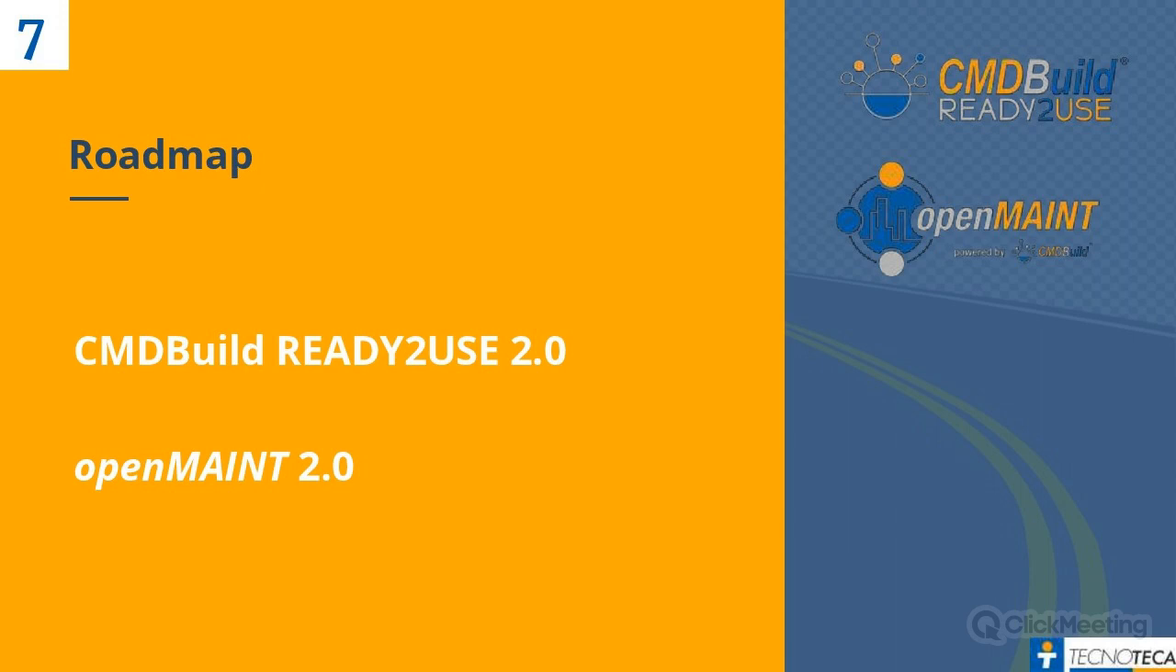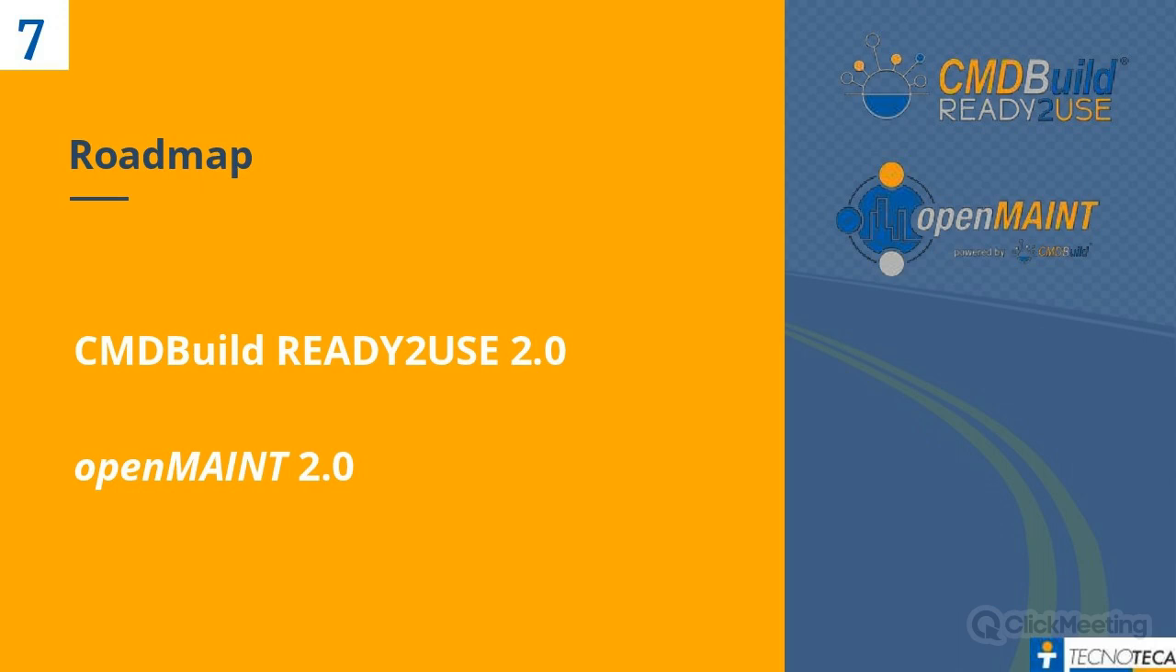OpenMAINT 2.0 will have a revised data model. We really refurbished the data model to make it more logical, in order to share the basic structure with CMDB ready to use and to facilitate the porting of some functionalities between the two applications. It will also feature a dashboard for the management of the maintenance requests, again for the control of the SLAs, the configuration of additional reports, and a better management of the scheduling.